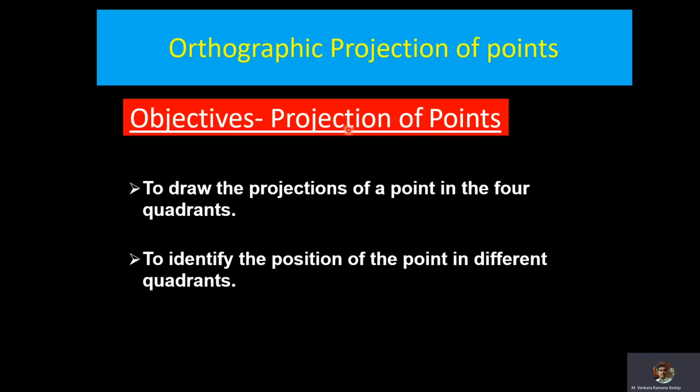What are the objectives of projection of points? To draw the projection of a point in the four quadrants and to identify the position of the point in different quadrants. These are the main objectives of projection of points.